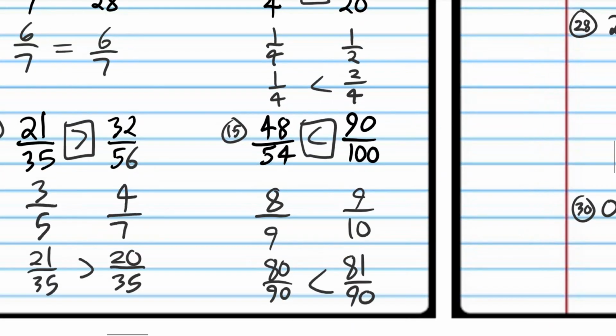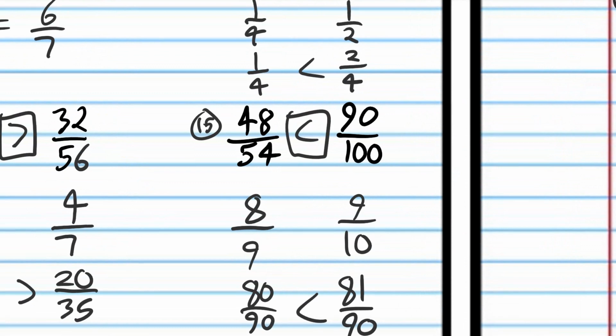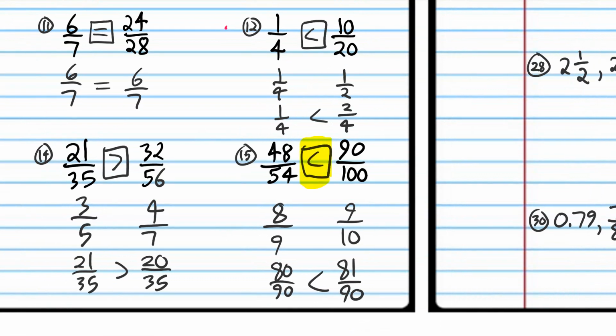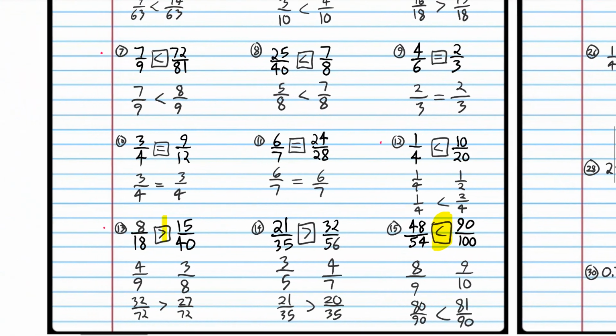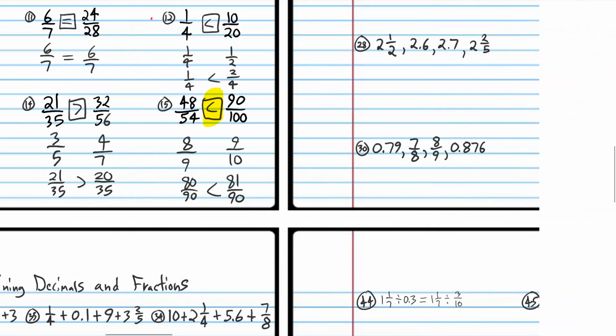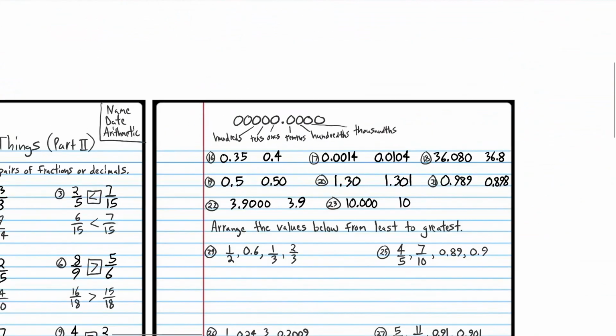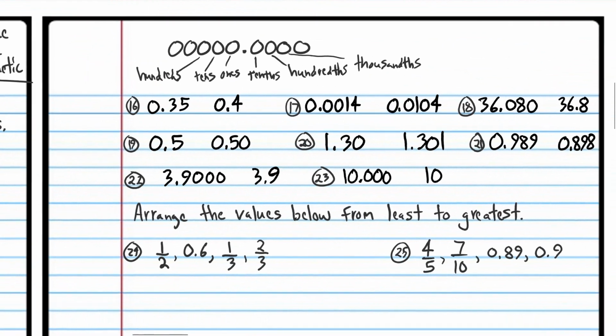And again, if you say this inequality, you have to read left to right. 48 over 54 is less than 90 over 100. You must read left to right, not right to left. Don't confuse yourself if you state that inequality out loud. It's a less than symbol. Whereas this would be a greater than symbol. Why? Because you're reading left to right. That's how you read in the English language.